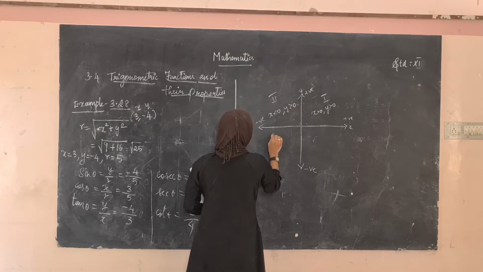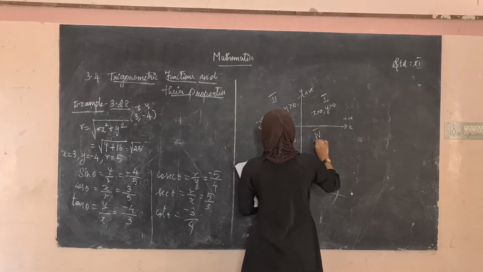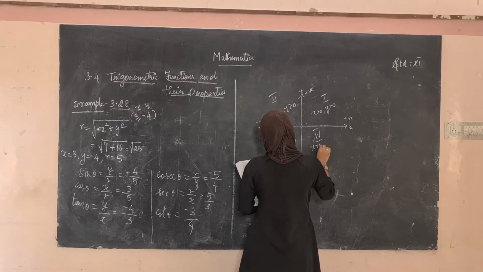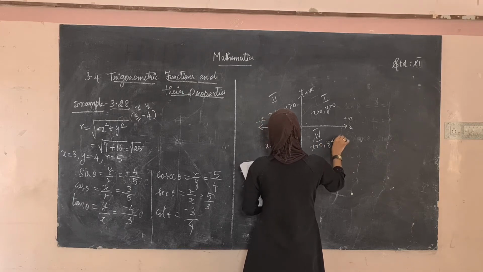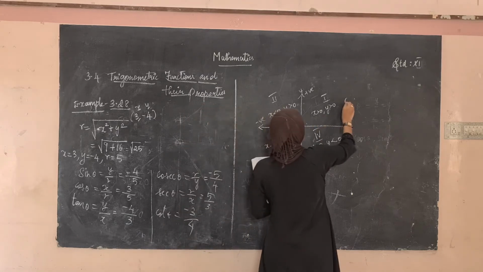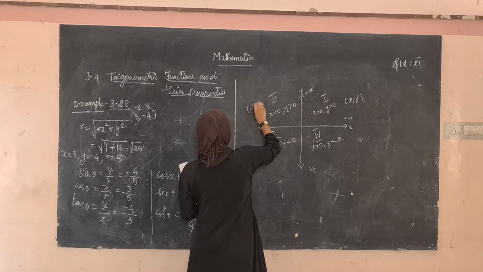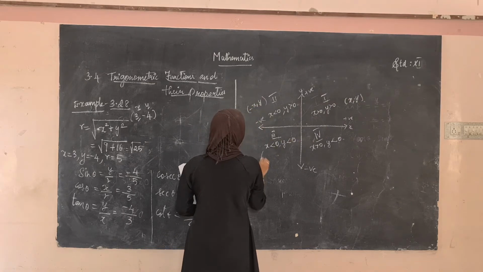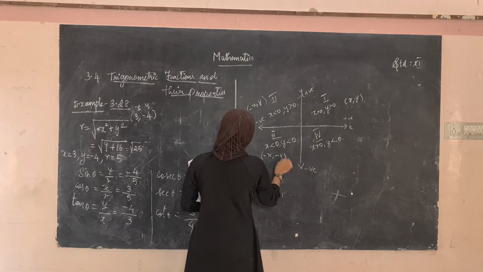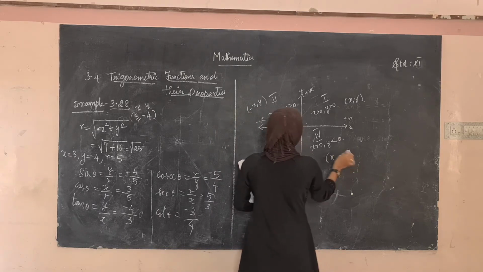What about in the third quadrant? In the third quadrant, x value is negative and y's value is also negative. What about the fourth quadrant? X value is positive and y's value is negative. Okay, so the point here is x comma y, and the point here is minus x comma y, and the point here is minus x comma minus y, and the point here is x comma minus y.